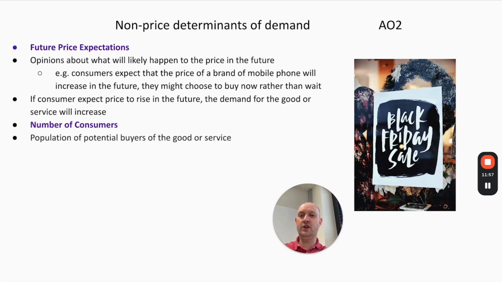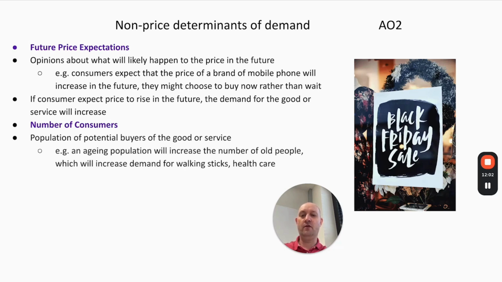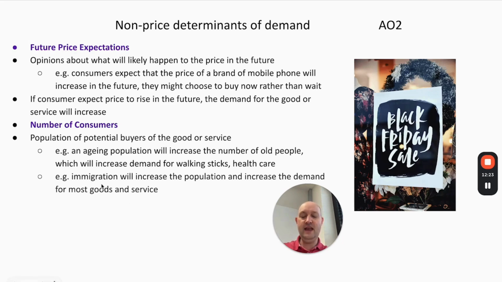The last one is the number of consumers. So this is the population of potential buyers of the good or service. So for example, if we have a population which is aging, so that means we have more old people, then there's going to be an increase in the demand for products designed for old people. So things like walking sticks, healthcare, etc. Similarly, if we have immigration into the country, so if more people move into the country, this will increase the population of the country and increase the demand.